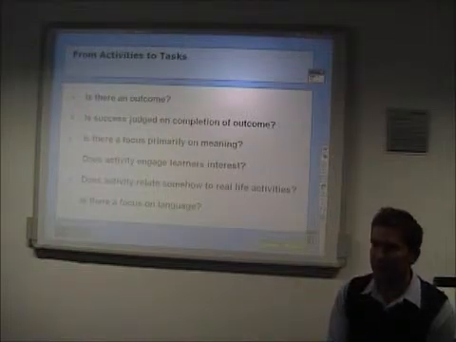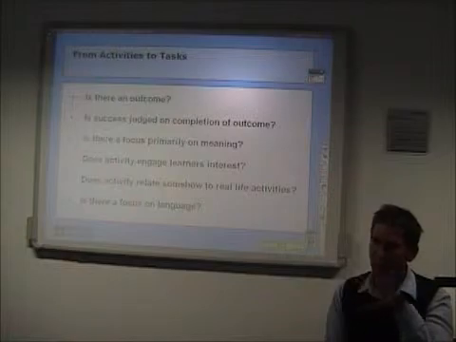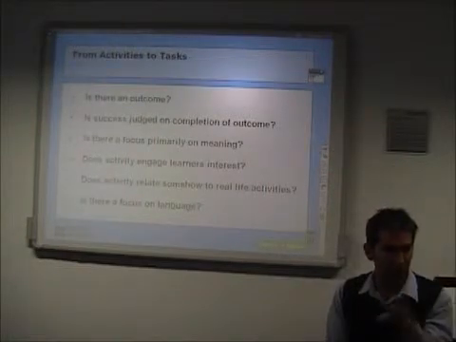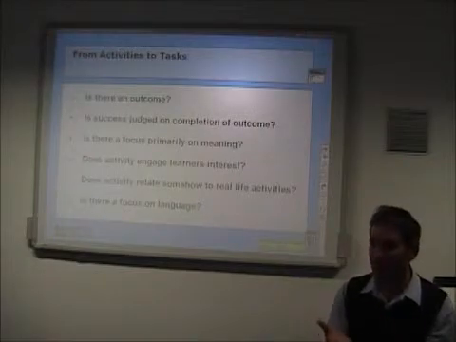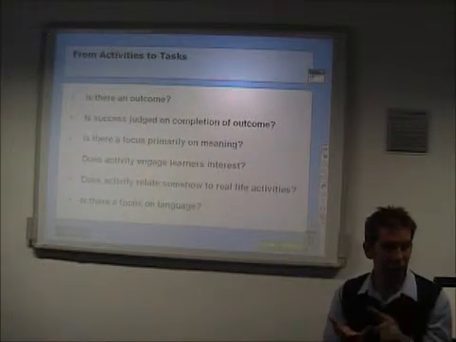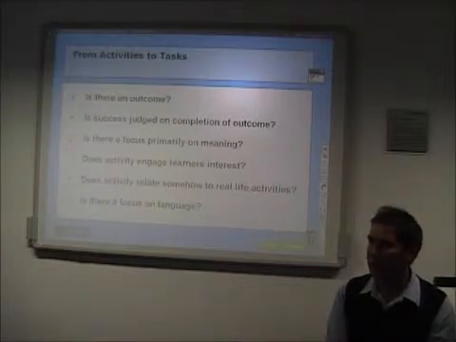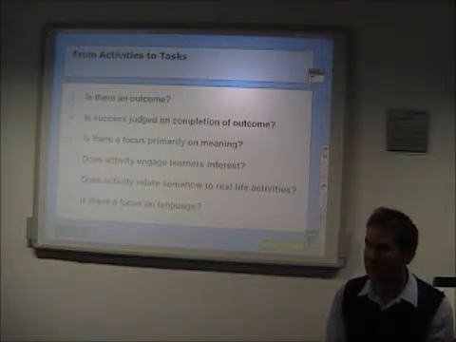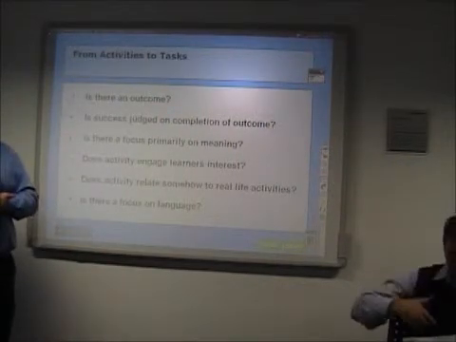And also there needs to be a focus on language. I think the idea about task-based learning is that language focus doesn't disappear completely from the task cycle. As long as you integrate language focus, and it could be pronunciation, it could be lexis, it could be grammar, as long as it's in there somewhere. I think vocabulary, I think that's chunks of language. Chunks of language.